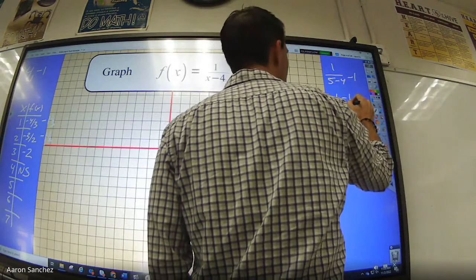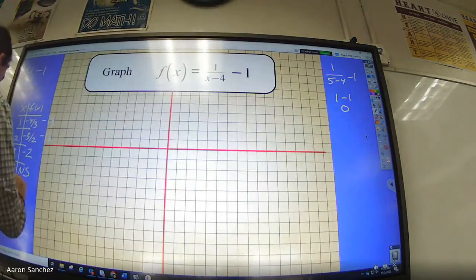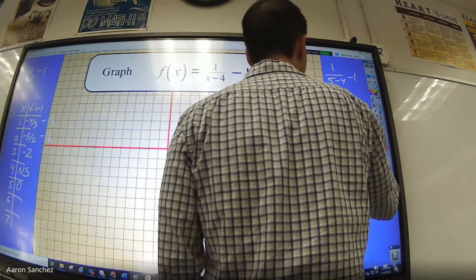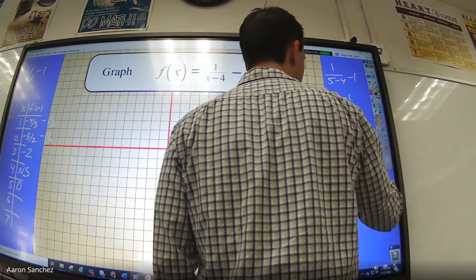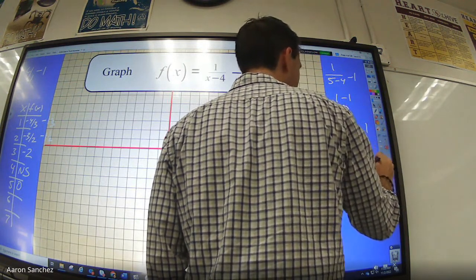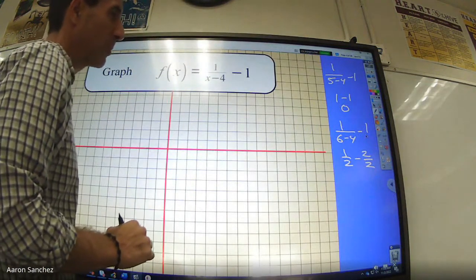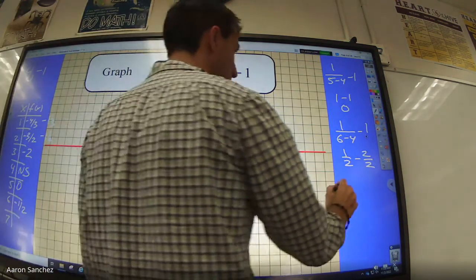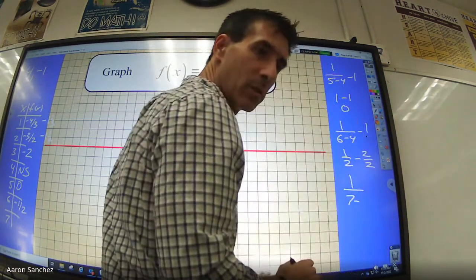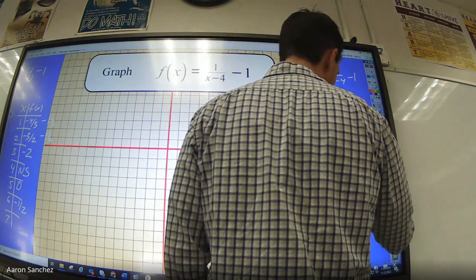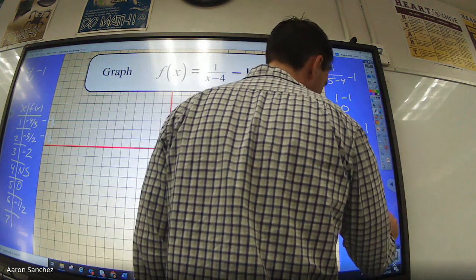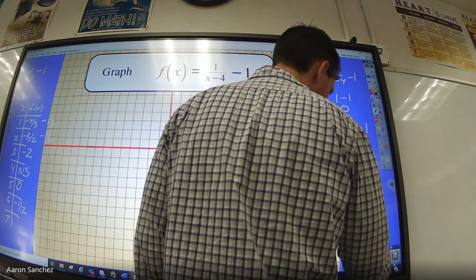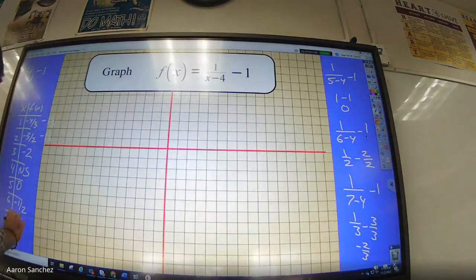This is 1 minus 1, which is 0. Am I right there? And then I go 1 over 6 minus 4 minus 1. This is 1 half minus 2 over 2, right? Which seems weird to me. That's negative 1 half. It seems wrong to me. Well, we'll see. 1 over 7 minus 4 minus 1. 1 third minus 3 over 3, which is negative 2 thirds. Hopefully that's right. We'll see what happens.